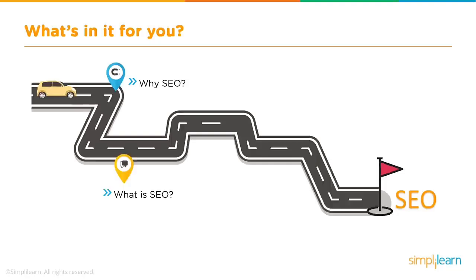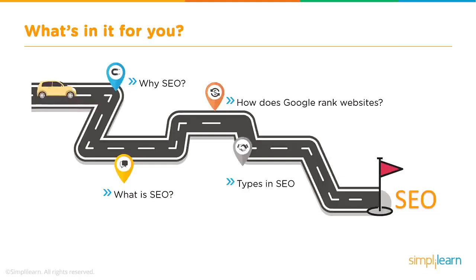Okay, what is search engine optimization? Then we're going to follow that up with how does Google rank websites? So why does it rank one website over another? And how do we get our website to rank number 1? Then we're going to talk about the different types of SEO or search engine optimization techniques so you can get your website ranked number 1. And then we're going to finish that off with the do's and don'ts of SEO. So let's get right to it and talk about why SEO.